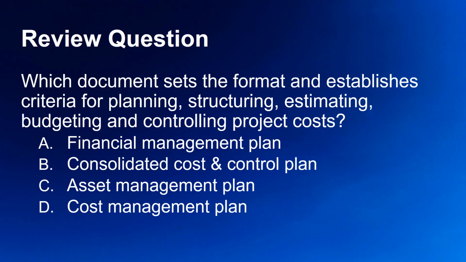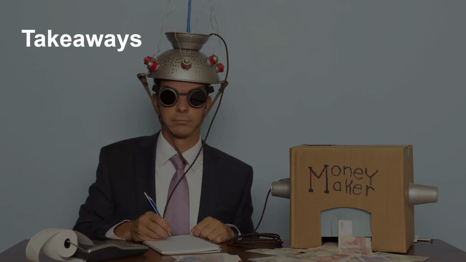Did you get it? Well, the name of the document was a big hint. The correct answer is D, the Cost Management Plan. You'll find more about the Cost Management Plan in the next lesson of our series. Here are your takeaways from this lesson.